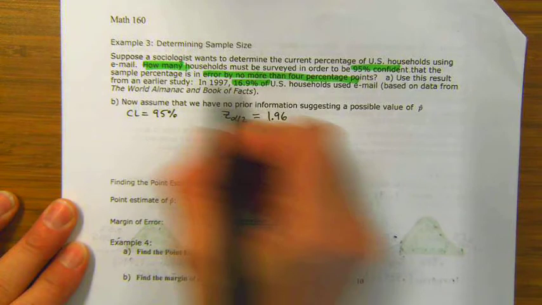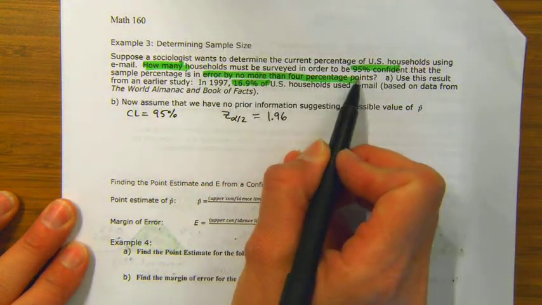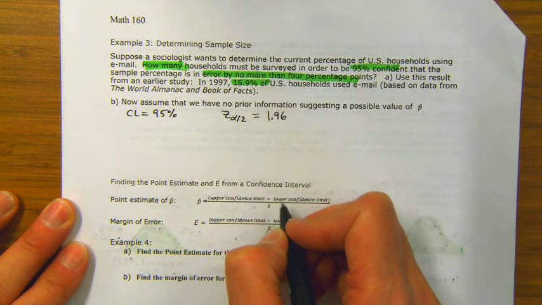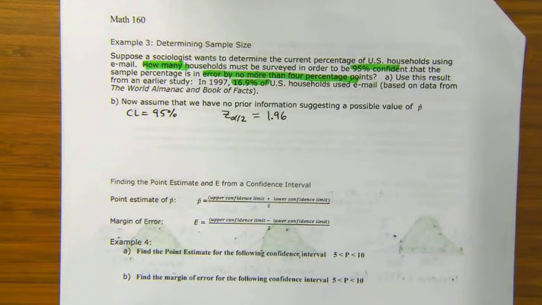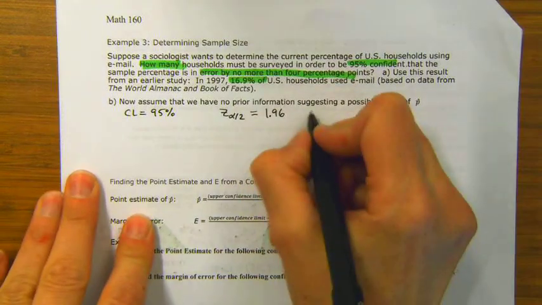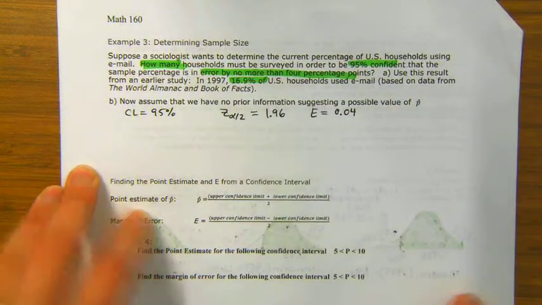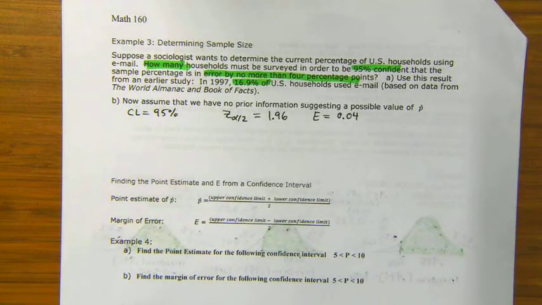Okay, so then the next thing we have, we want to make sure the sample percentage is in error by no more than 4 percentage points. What is that? Really what that means is we're going to take our sample proportion, we're going to add 4% to it and subtract 4%. That's our margin of error. Right, so E is equal to 4 percentage points, so we change it to 0.04. So for the sample sizes, many times it's given like that as a percentage.